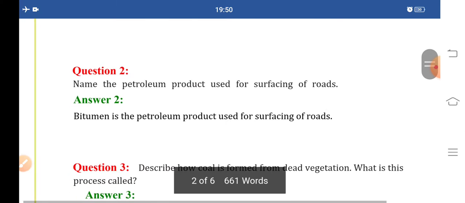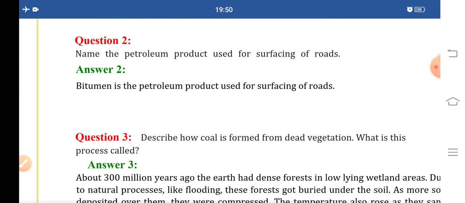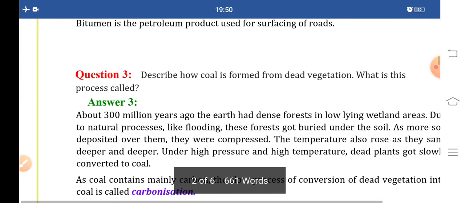Now the question number 2 is, name the petroleum product used for surfacing of roads. So which petroleum refining product was used for surfacing of roads? So that is bitumen. Okay students.